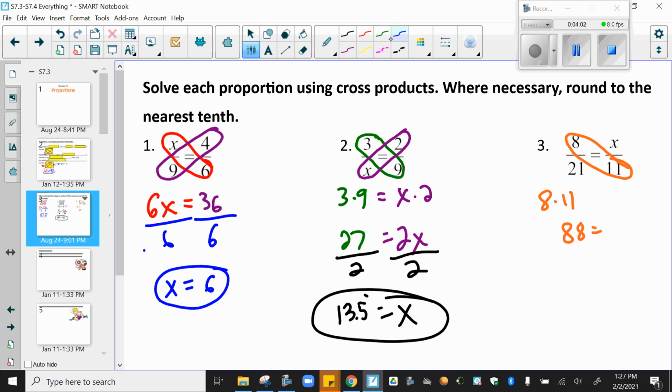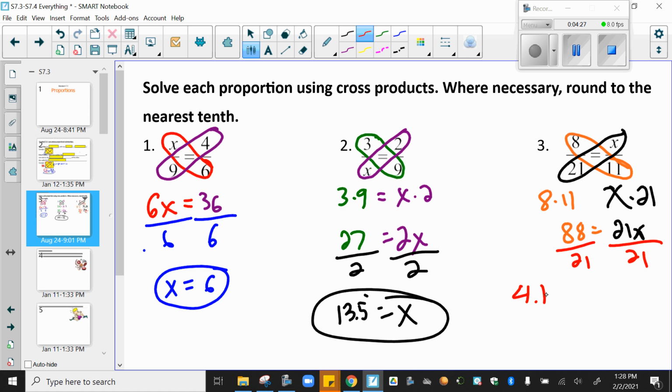Equal sign. And the other one is going to be x times 21. X times 21 is going to give us 21x. And then I'm going to solve it by dividing both sides by 21. That's going to give me, I'll do the math on the calculator on this one, 88 divided by 21. This gives me 4.19047619. Wow. But you know what?